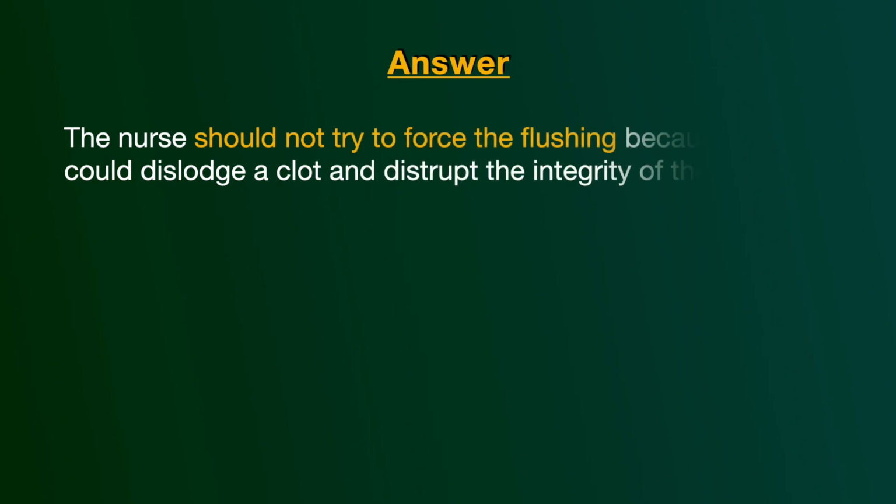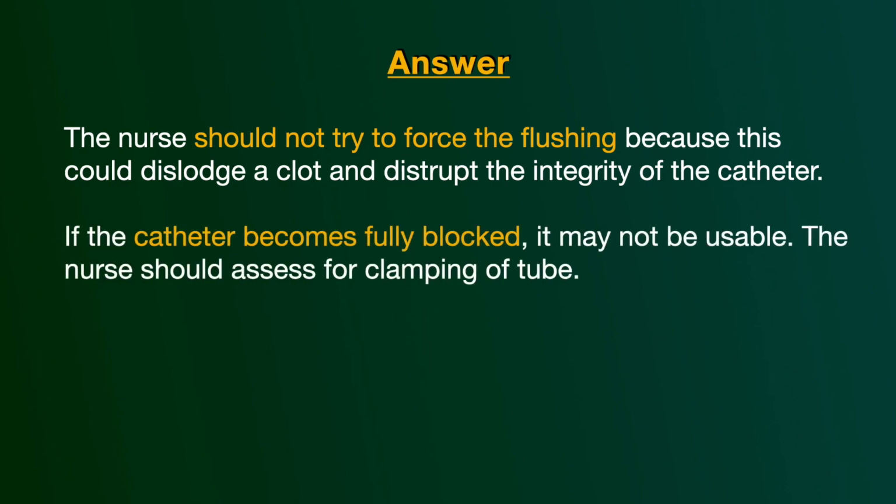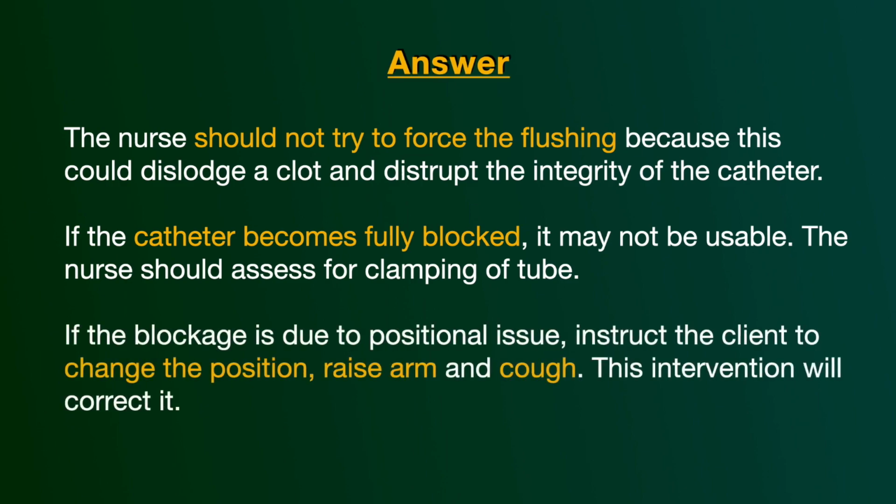So the answer is, the nurse should not try to force the flushing because this could dislodge a clot and disrupt the integrity of the catheter. If the catheter becomes fully blocked, it may not be usable. The nurse should assess for clamping of the tube. If the blockage is due to a positional issue, instruct the client to change position, raise the arm and cuff. This intervention will correct it.